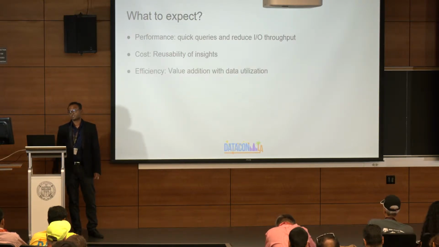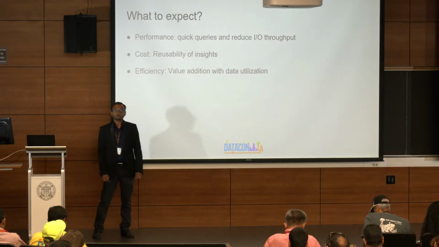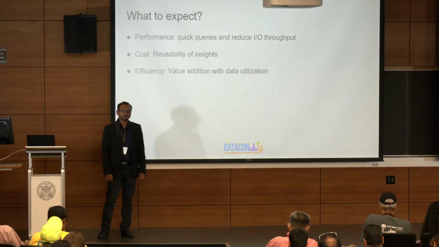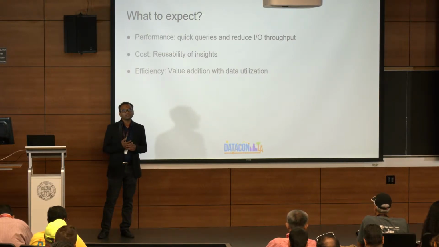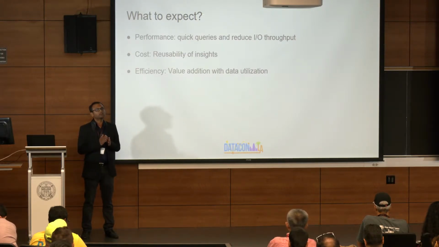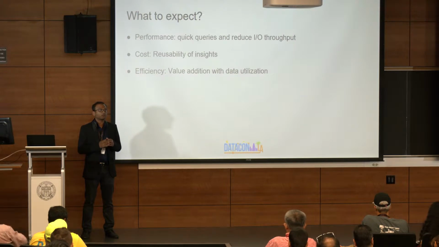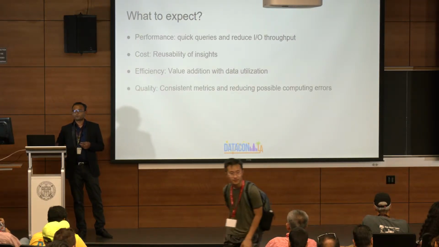The next one is efficiency. If you think about data utilization, say you have 100 terabytes of data, data utilization may be 1 or 2% on a daily basis. Think of that efficiency rate, how you can bump that up, how you can leverage the data utilization by building better data models. And the last one is quality.